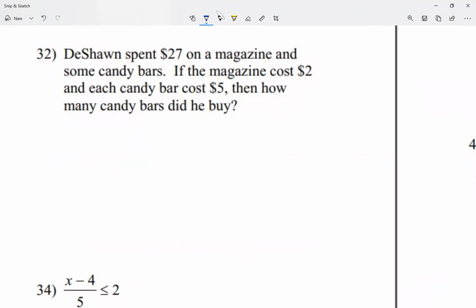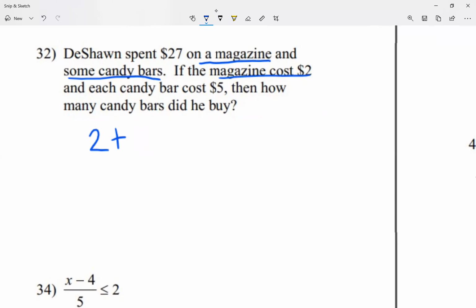Deshaun spent $27 on a magazine and some candy. If the magazine costs $2 and each candy bar costs $5, then how many candy bars did he buy? Okay, so let's take a look. He bought a magazine. So that means one magazine and some candy bars. So I know the magazines cost $2 each. He bought one of them. So just in the magazine alone, he spent $2.